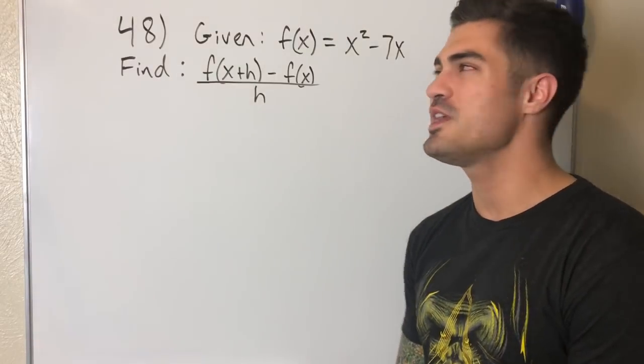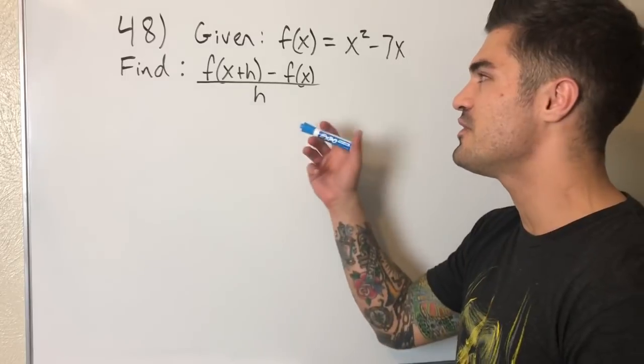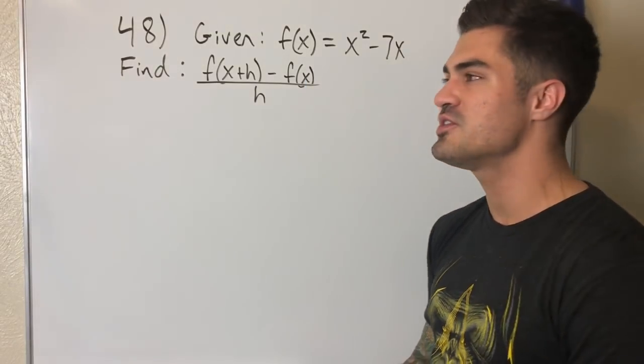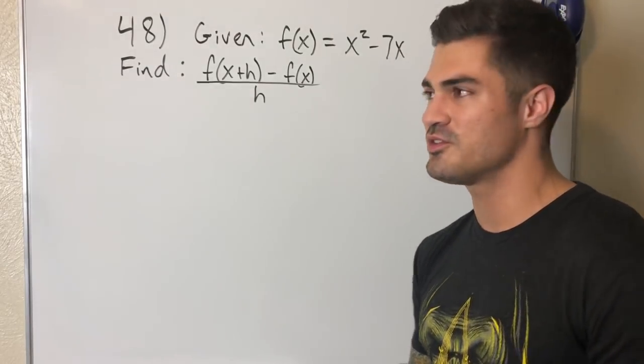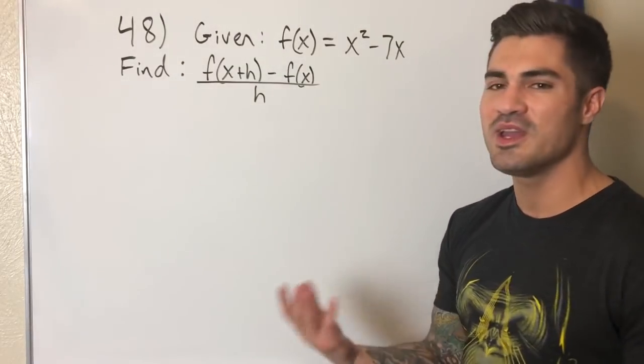All right, so for number 48, we are given this function. We are asked to find this expression, which is f of x plus h minus f of x, all over h. If you're going on to calculus, this expression will become very familiar. It'll be used to find derivatives when we first learn about derivatives. But if not, we can still find this. We just have to evaluate it and simplify.